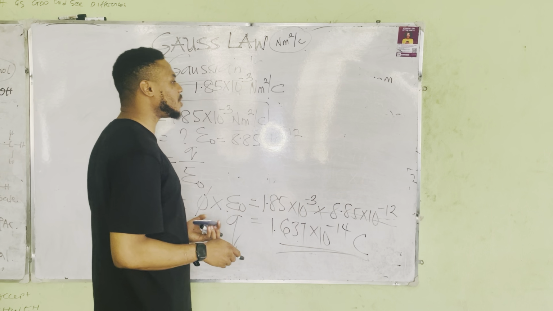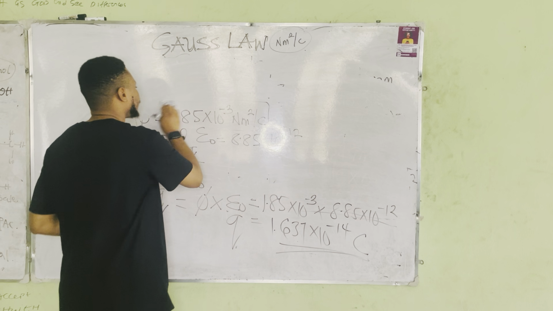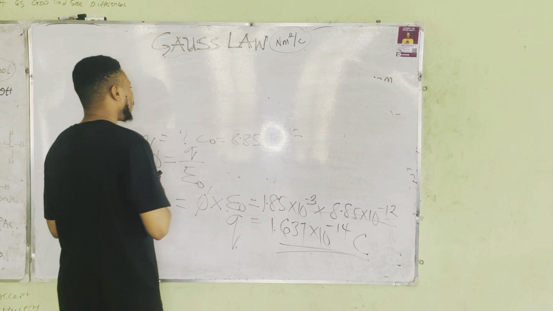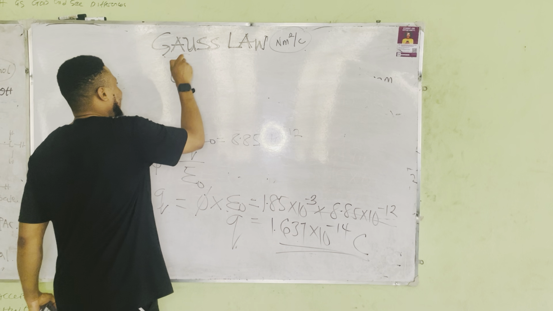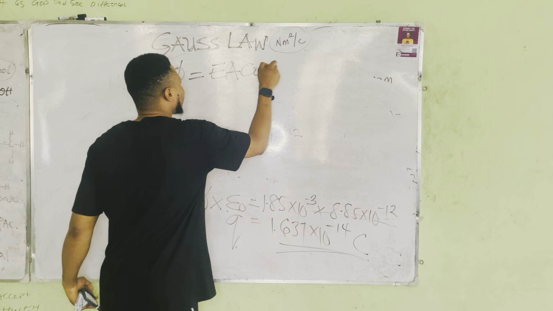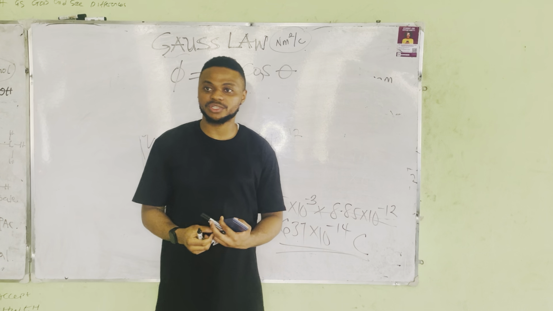Okay, so when an angle has been formed, how do we get the electric flux? Electric flux on an angular surface. Take down. The electric flux on a surface which forms an angle is given as phi equals EA cos theta.